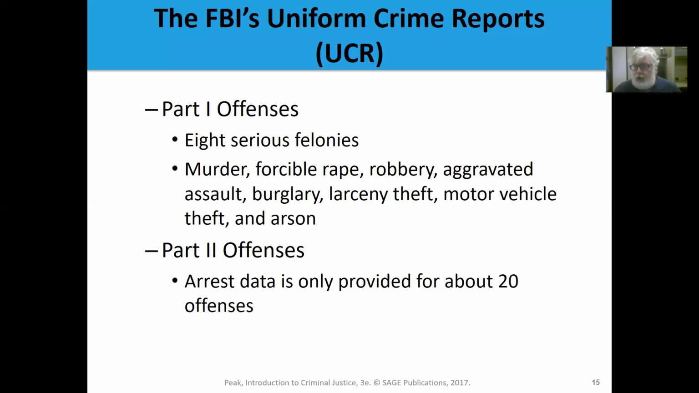Nobody reports prostitution. Police have to be aggressive and actually catch those people. So those are Part 2 offenses, and you can look it up on FBI.gov. I have the link to the website in the course for those of you taking this course in your Canvas shell, and you can actually look at the description of each of these.